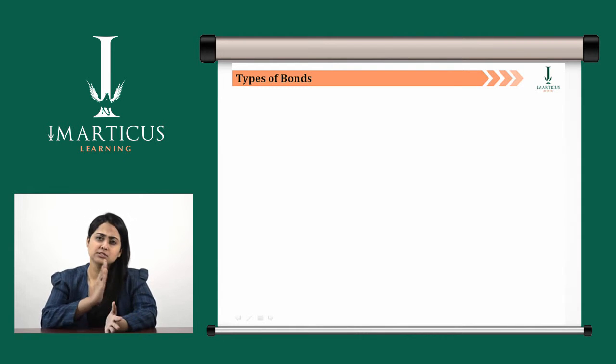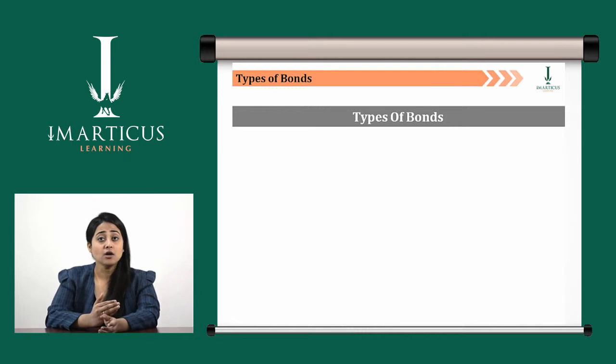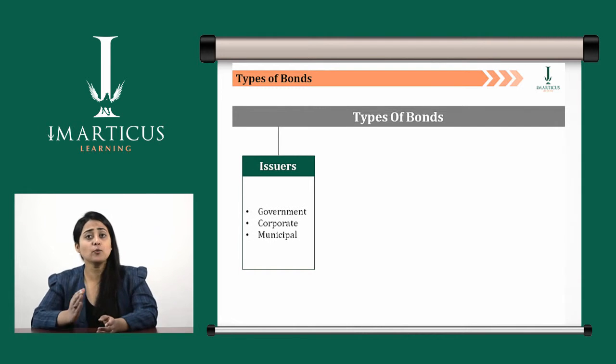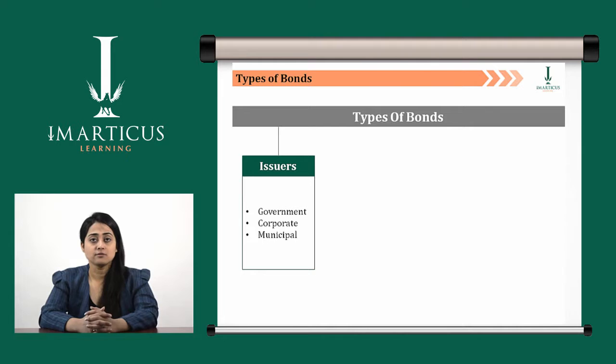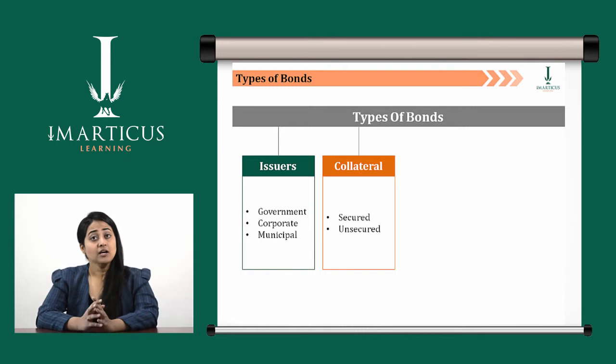There are several types of bonds. Let us begin with issuers. Bonds can be categorized based on issuing authority, under which we have government bonds, corporate bonds and municipal bonds. Bonds can also be classified based on collateral, that is security. These bonds include secured and unsecured bonds.